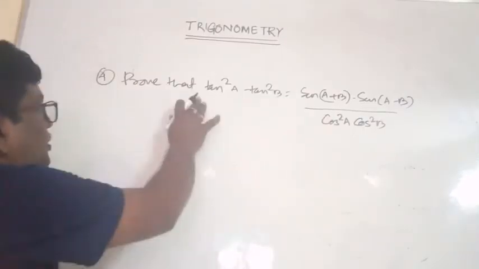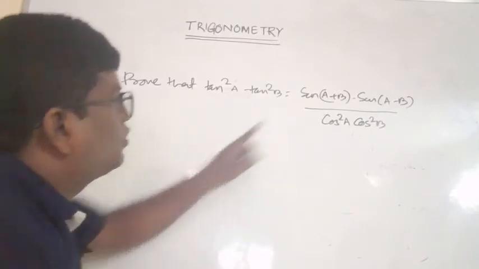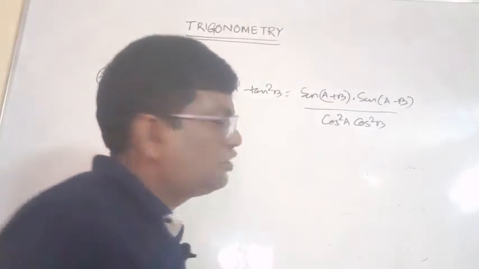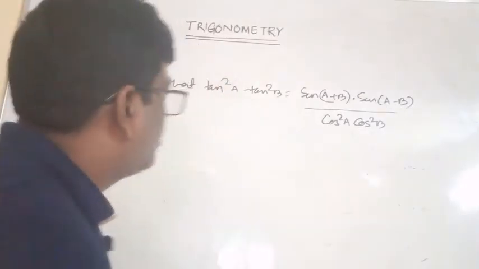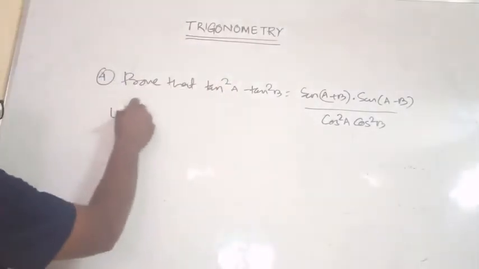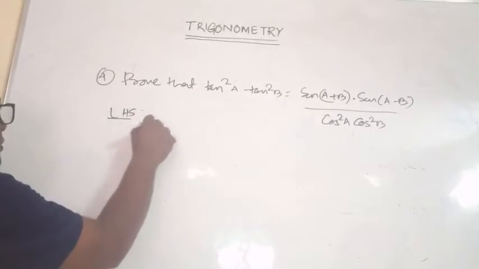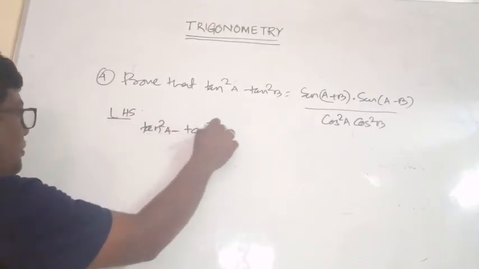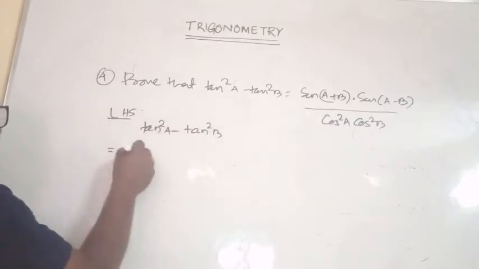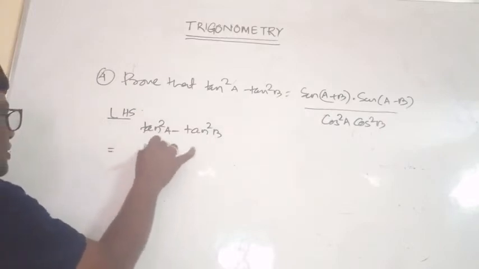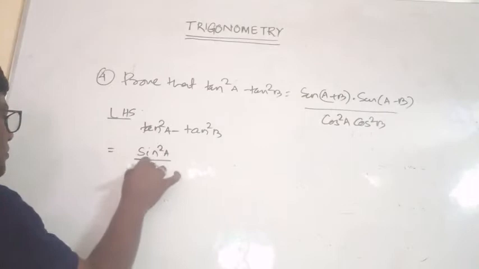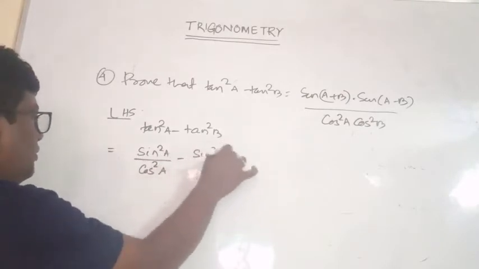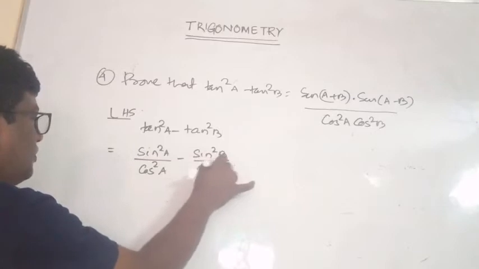Now another question. Tan square A minus tan square B is equal to sin A plus B into sin A minus B divided by cos square A into cos square B. Left hand side, tan square A minus tan square B. This can be written as sin square A by cos square A minus sin square B by cos square B.